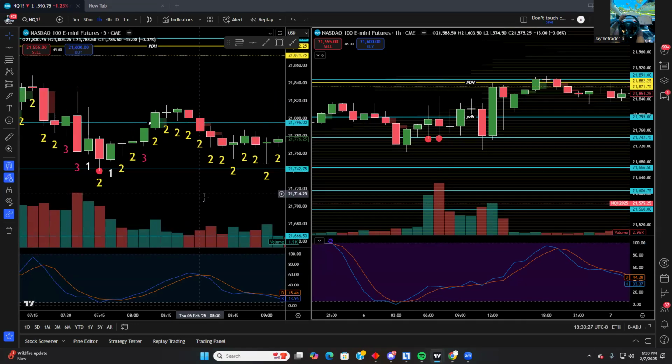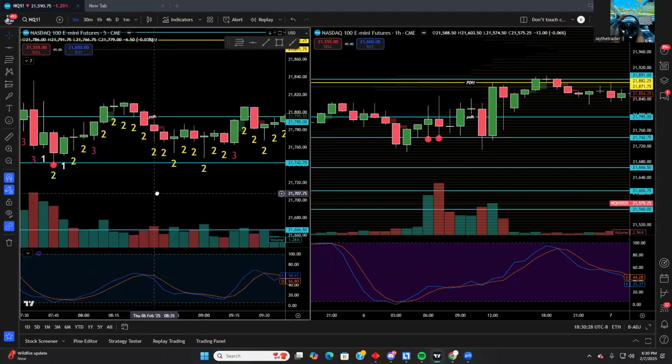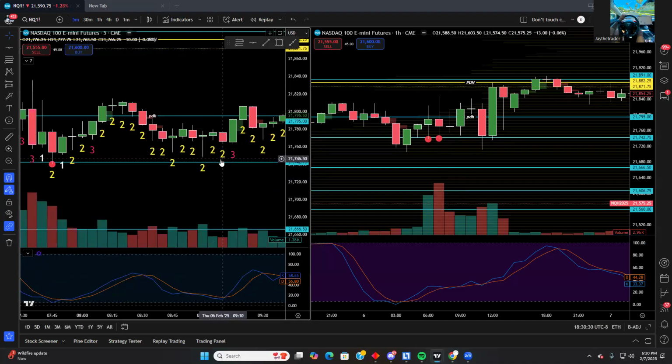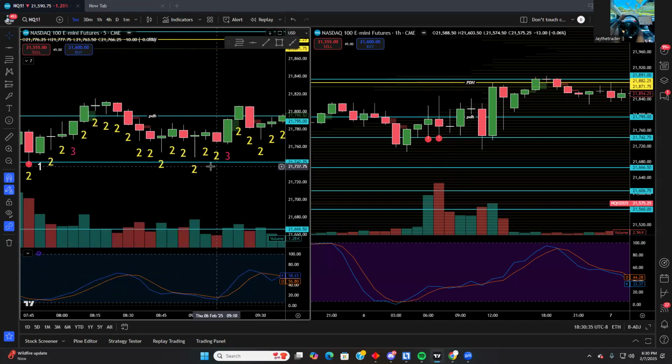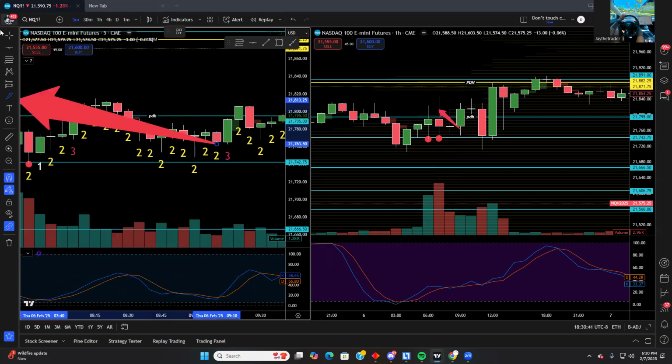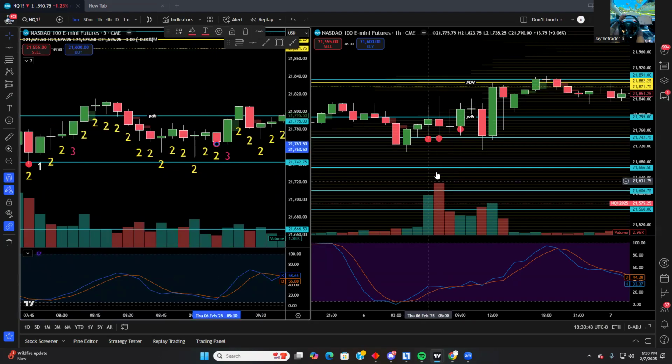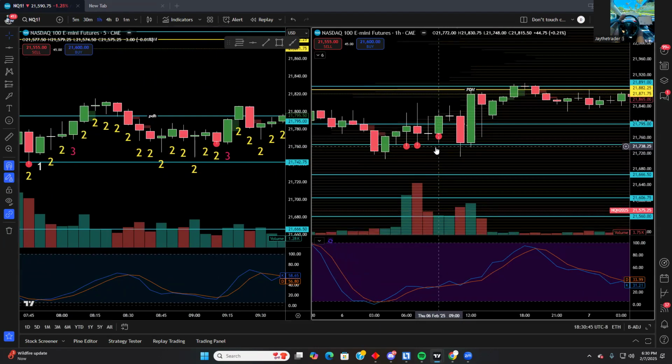So now I have another chance at double dipping. It pulls back into that buyer zone around here at, what is that, 9:10. Okay, it's pulled back at 9:10. Let's go market, because this is where my entry would be. Nothing's perfect. And it's this green candle right here.